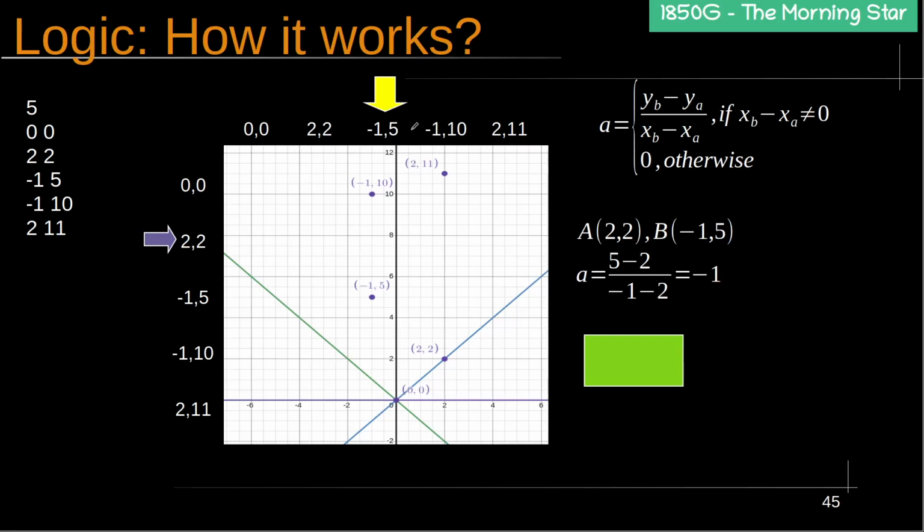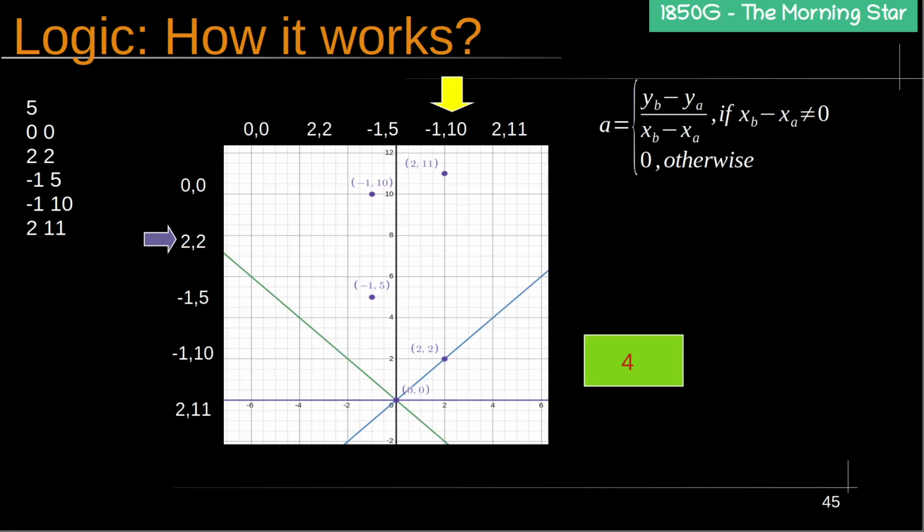So I have a direction. So I add 2. 2, 2 will be 4. We have from 2, 2 to -1, 5, and from -1, 5 to 2, 2. 2, 2 and -1, 10. The slope is equal to 2.6. There is no direction. 2, 2 to 2, 11. Slope is equal to 0 because I have here 2 and 2 on the x's. I cannot divide. So slope is equal to 0.